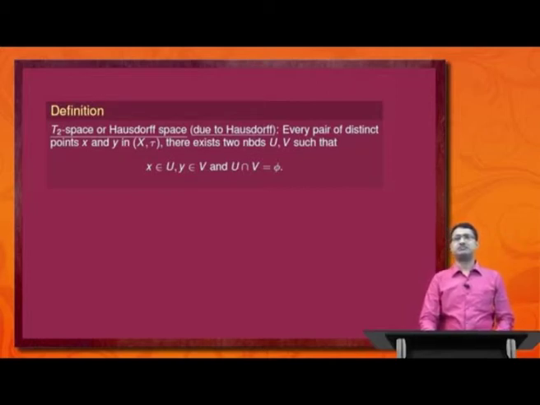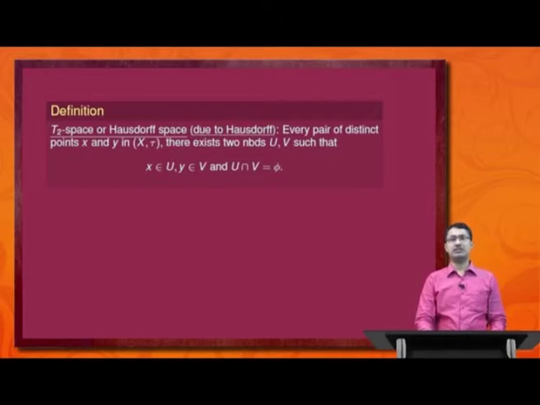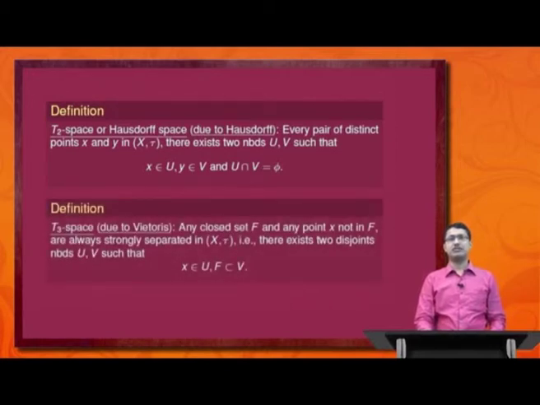The definition is: for every pair of distinct points x and y in X, there exist two disjoint neighborhoods U and V such that x belongs to U and y belongs to V. Fourthly, we define T3 space due to Vietoris. Any closed set F and any point x not in F are always strongly separated in (X, tau). Strongly separated means there exist two disjoint neighborhoods U and V such that x belongs to U and F is a subset of V.